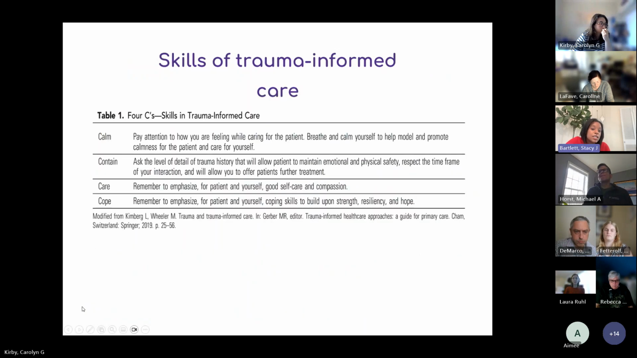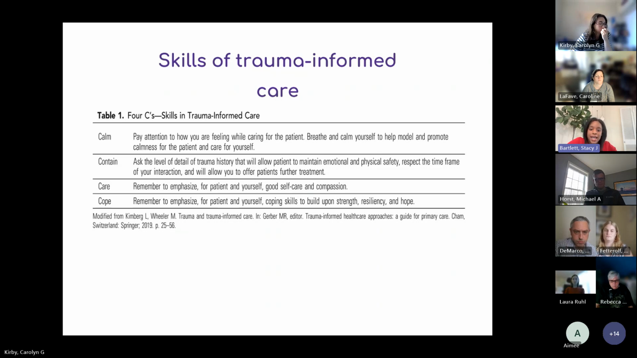And then our skills of trauma-informed care, these are the four C's. The first C is calm. So making sure that you're paying attention to how you're feeling, how the patient's feeling, and trying to do what you can to remain calm when you're talking to a patient and they're disclosing their trauma, or you're helping them work through that. And try to create a space that's calming for the patient as well.